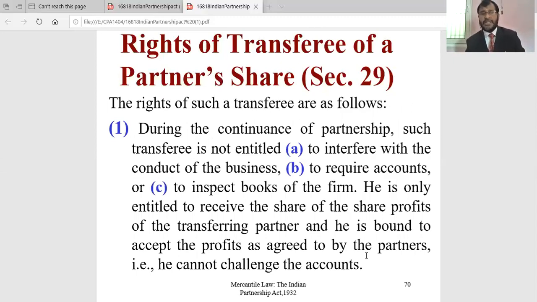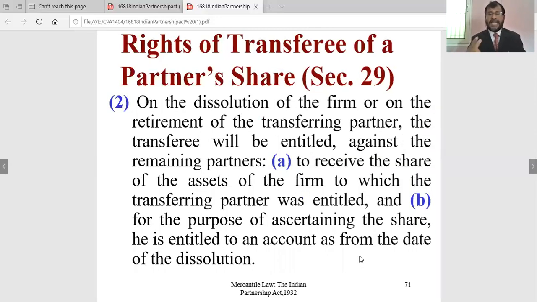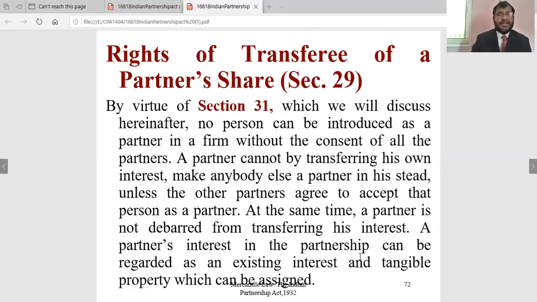Who cannot challenge the account? The assignee cannot challenge that. The Supreme Court also made this clear in various landmark cases, which I will discuss in my next session. On dissolution of the firm or the retirement of the transferring partner, the transferee will be entitled against the remaining partners, A, to receive the share of the assets of the firm to which the transferring partner is entitled, and B, for the purpose of ascertaining the share, to an account as from the date of the dissolution.